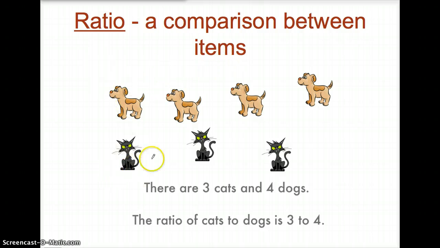Here we have 3 cats and 4 dogs. So therefore, the ratio of cats to dogs is 3 to 4. And it's very important, the order of your ratio, because we specified cats to dogs, we have to say it is 3 to 4.